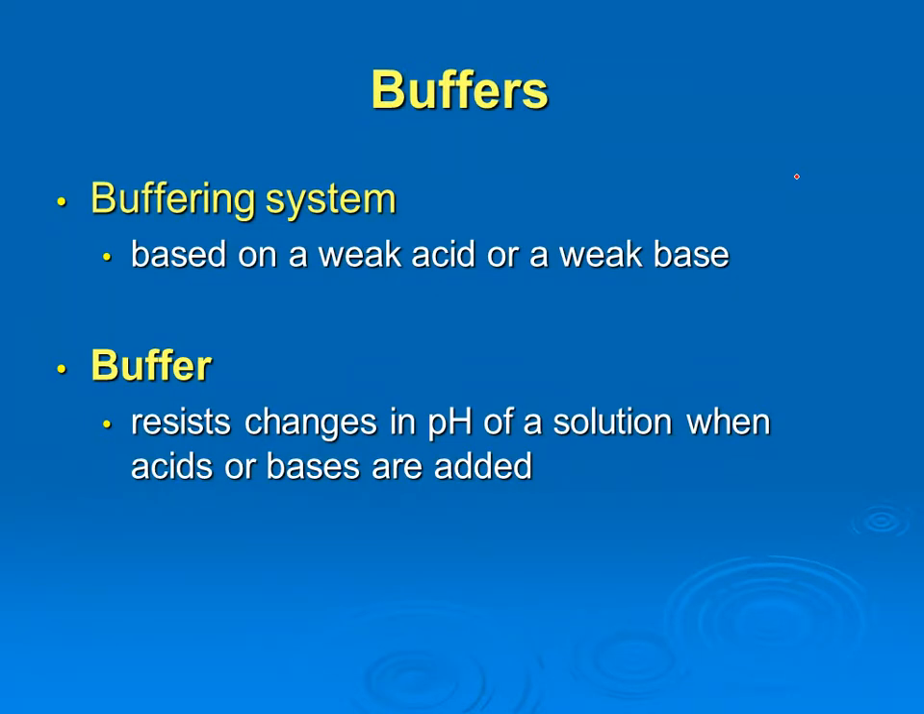Buffers are important here because they help to balance out pH. They help to resist changes in pH whenever things start to fluctuate. These are very important for living things to be able to balance their acid and base concentrations.